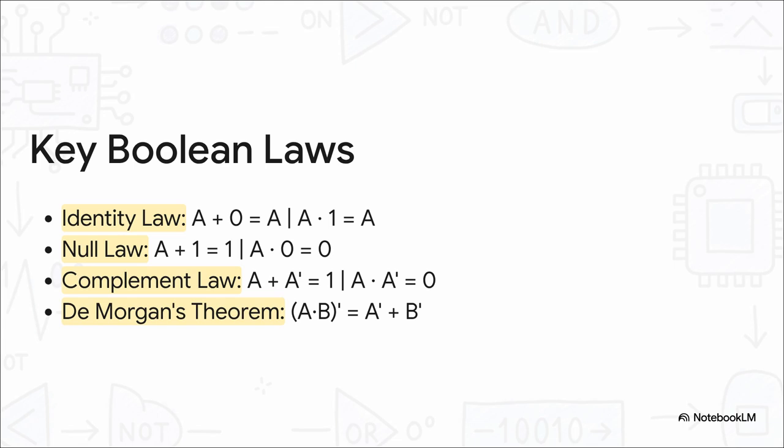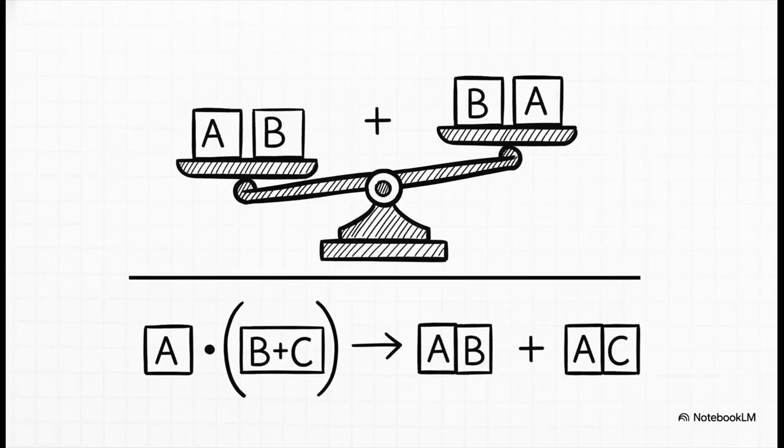But the real powerhouse here is De Morgan's theorem. It gives us a clever way to handle when we need to invert a combined AND or OR statement. It's a critical tool for simplifying complex circuits, as we'll see later. And the good news is, you already know many of these rules intuitively. The commutative law, which says A plus B is the same as B plus A, and the distributive law work just like the algebra you're used to. So you're already halfway there.